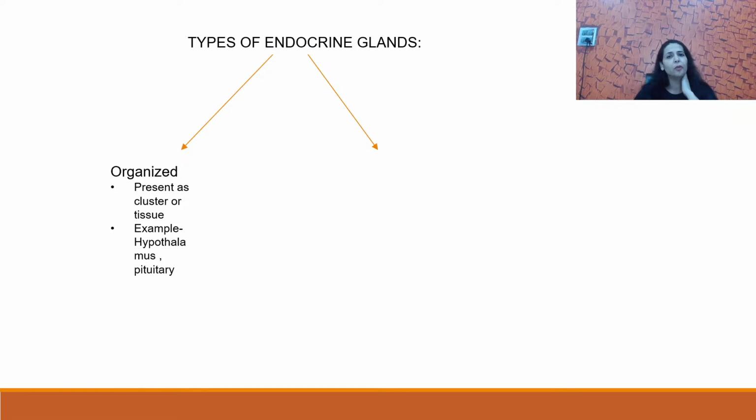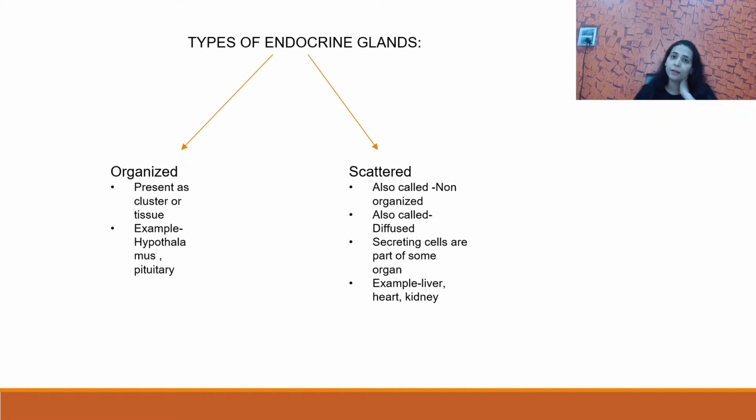Number one, the endocrine glands which are organized. Let me show you what the other one is: scattered. Now, my dear friends, when we study NCERT, on the first page of the chapter Chemical Control and Coordination, towards the end of that page, about two to three lines above, they have mentioned the word organized, which means they want students to know what an organized gland is.